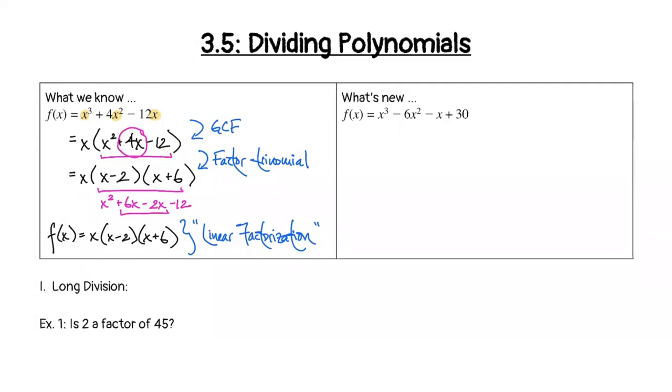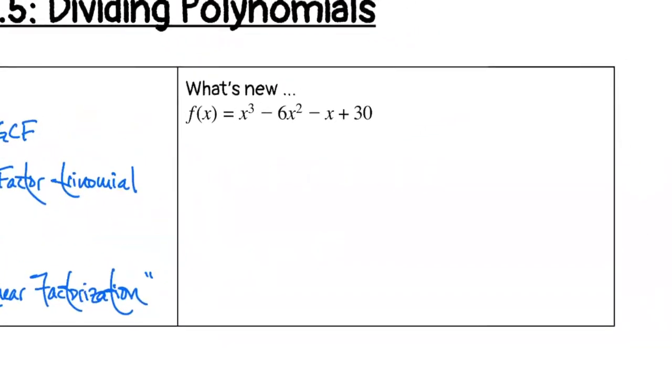All right, so what's new? We're looking at a different f of x, which equals x cubed minus 6x squared minus x plus 30. And one thing that we might notice is that this one, unlike the other one, has no greatest common factor.